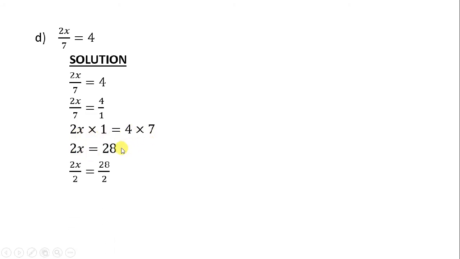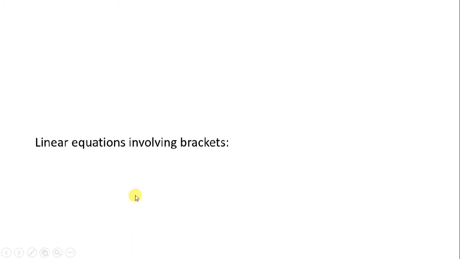If you multiply 4 times 7, you're going to get 28. What am I going to do? Divide both sides by the coefficient, which is 2. 2 into 2 will give me a 1. So if you divide 2 into 28, you get a 14. Therefore, x is equal to 14.